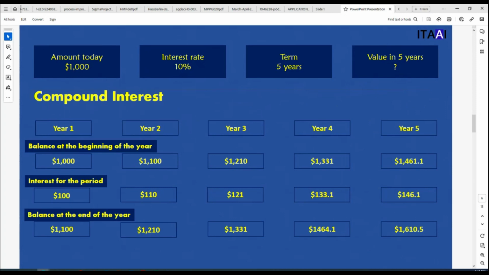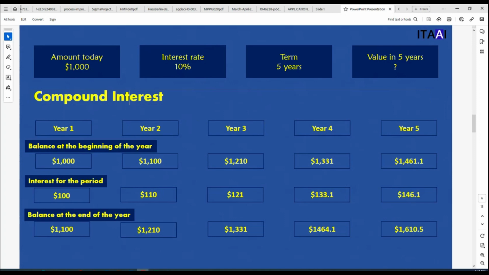So let us take the same scenario with compound interest. Again, the amount I have is $1,000. The bank is offering 10% interest rate if I put it in a savings account. And the term I'm putting in the savings account is for 5 years. So I have to use the compound interest methodology, and I need to know the value of my amount today with these conditions after 5 years. That's the problem I try to solve using the compound interest method.